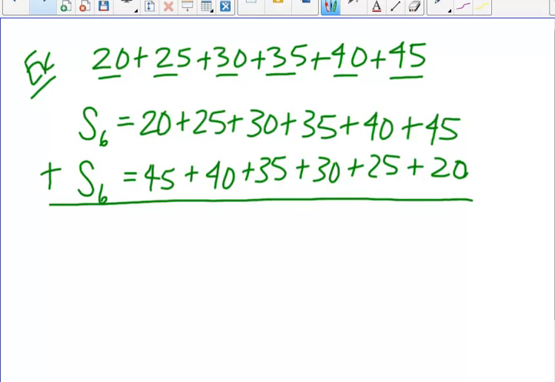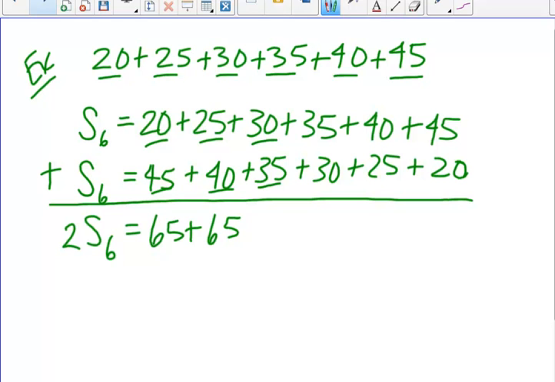So if I have an S sub 6 and an S sub 6 and add them, I get 2 S sub 6's. And now this is where something interesting is about to happen. When I take a 20 and a 45, I get a 65. Let me fix that. 20 and 45, I get a 65. 25 and 40, I get a 65. 30 and 35, I get a 65. And notice what happens all the way across.